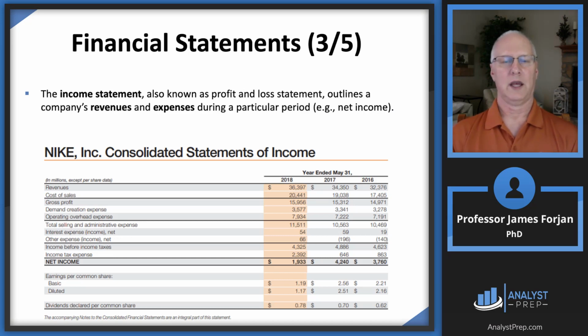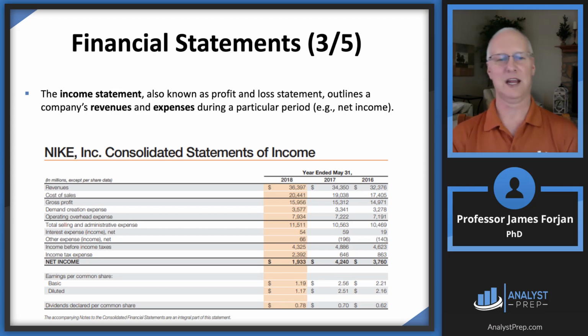We look at the income statement. What did I tell you just a few slides ago? We want to make something for pennies. So where are we making pennies? We've got the cost of sales, that's about 20, right? And then we have operating overhead expense, that's about 7. And then demand creation expense.